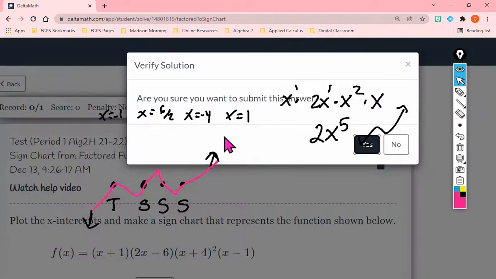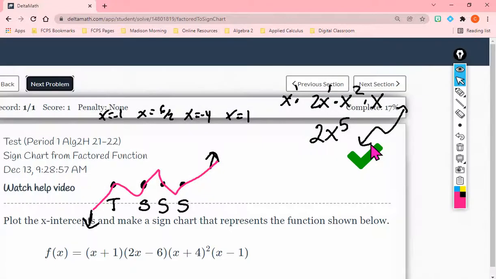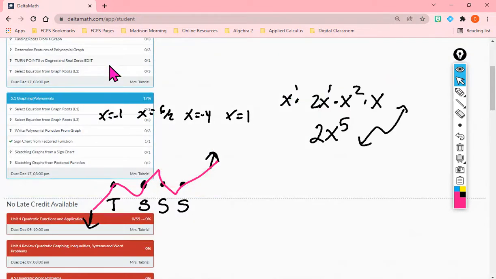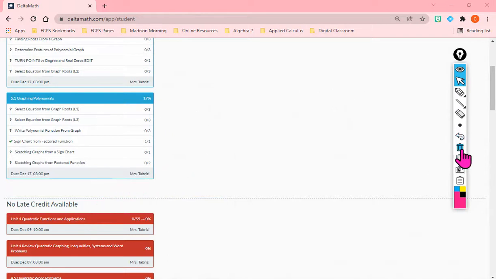Submit. Yay. All right, guys. So I would go back and start on the 5.1, which is the graphing part. Okay? We will spend a whole another day doing some more of this. So if you find something you're not sure about, skip it and try the next section.